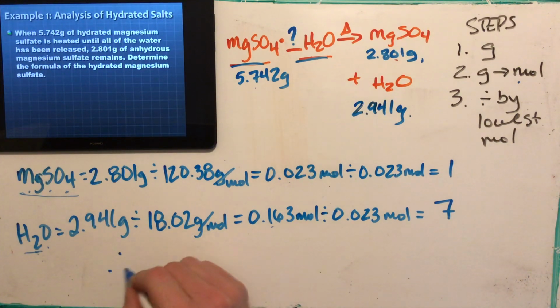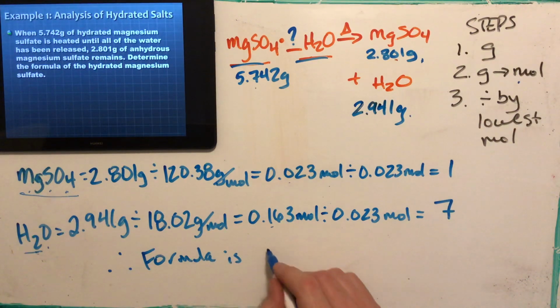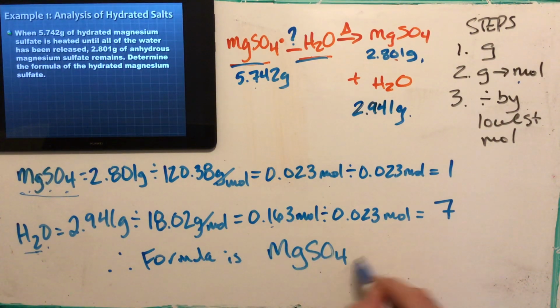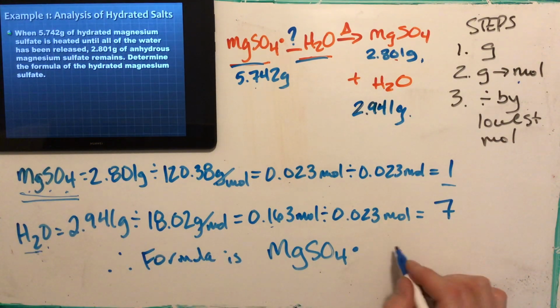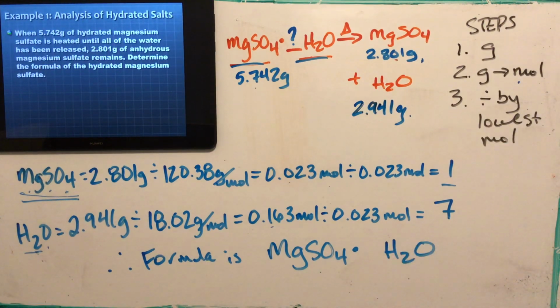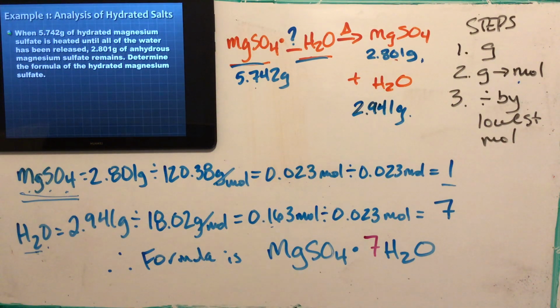All right, so therefore, the formula for the hydrated salt is MgSO4. We always said we'd get a 1 for the salt. This is my salt. We got a 1. And it's going to be the 7 we just figured out here. So it's magnesium sulfate heptahydrate. Magnesium sulfate heptahydrate, MgSO4, 7H2O. All right, so that's example number 1 done to the hydrated salts.